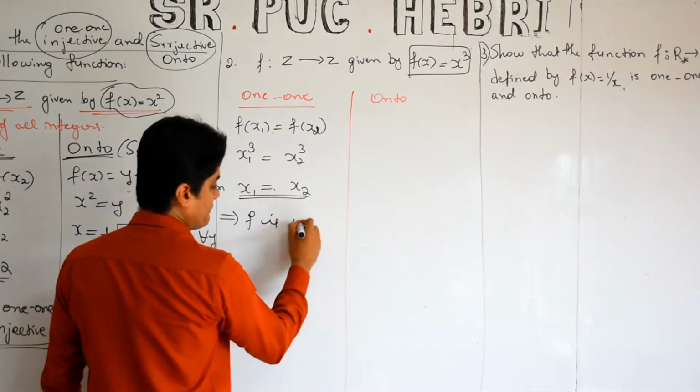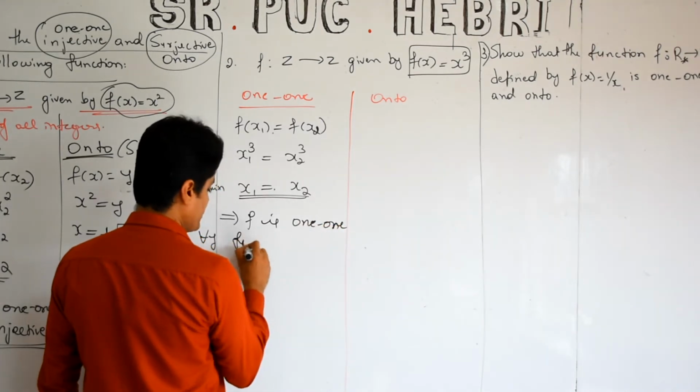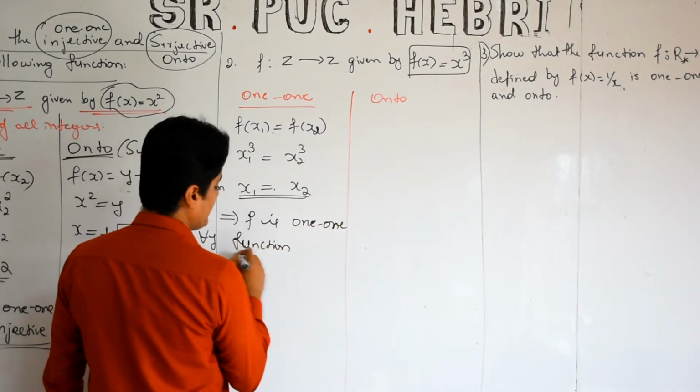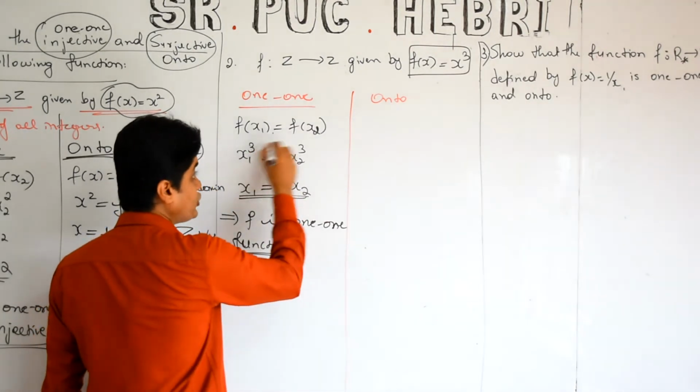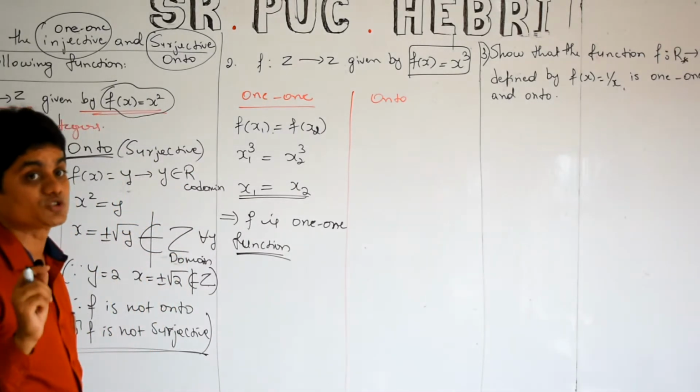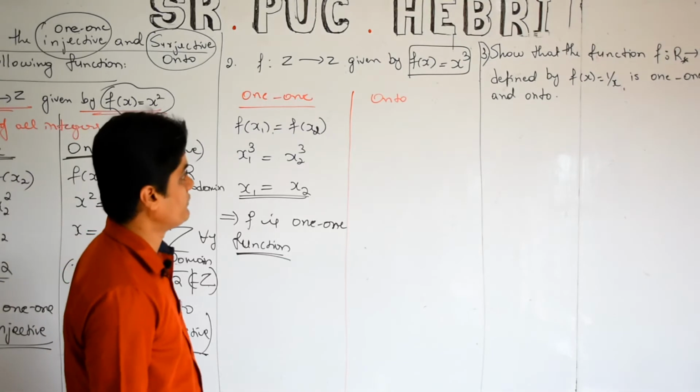So what is the conclusion? f is a one-one function. Here there is no plus or minus. Why is plus or minus not there? Only for the square root do you get plus or minus, not for the cube root. So x1 equals x2, so f is a one-one function.